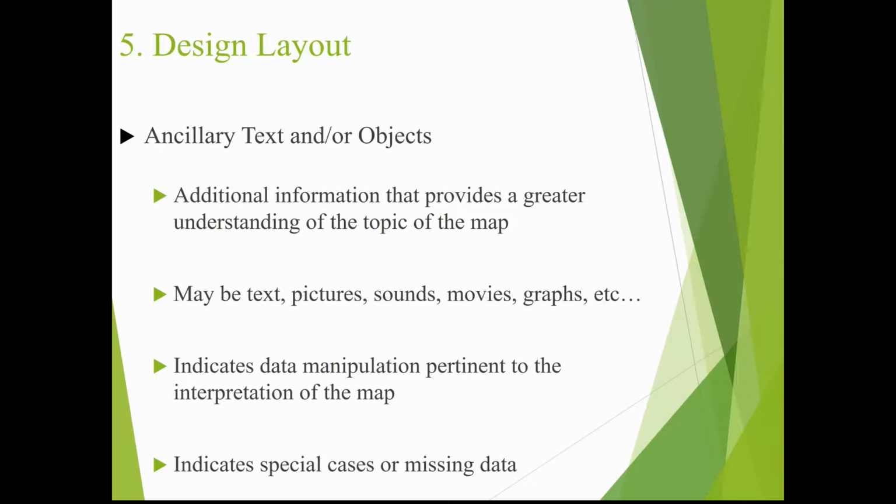Ancillary text and ancillary objects are additional supporting information that provides a greater understanding of the topic of the map. Examples of ancillary text or objects may be text, pictures, sounds, movies, graphs, and so on. Two common reasons to include ancillary text on a map are to indicate to the map reader the ways in which the data was manipulated, or that it is pertinent to the interpretation of the map, or to indicate special cases or missing data.